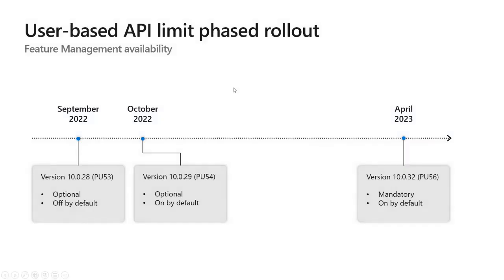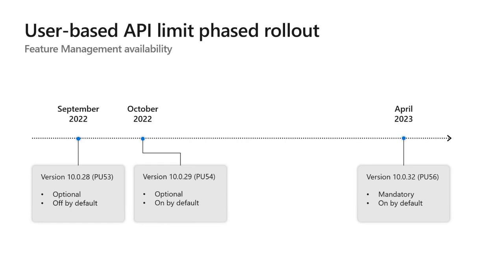So how are these going to roll out? These are the user-based API limits that are not yet available. And these will be implemented and available by a feature management switch in finance and operations. So in September of 2022 with PU53, this will be the release before our October major release. In PU53, we will introduce the feature management switch.